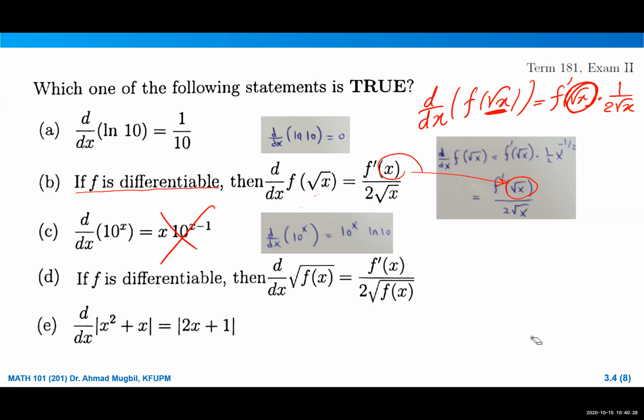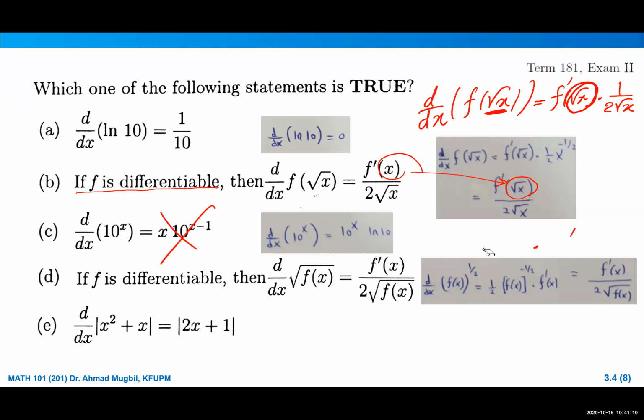Now, let's check this one. The derivative of the square root of the function, not f of the square root. Compare this with this. Again, here we need to differentiate first the square root. You know the derivative of the square root of anything is 1 over 2 the square root. But now you need to multiply by the derivative of the inner function. So the derivative will be 1 over 2 the square root of f of x times the derivative of what is inside the root, which is the derivative of f. And this is true. This is exactly what we have. Now, because this is the answer, this one is false.